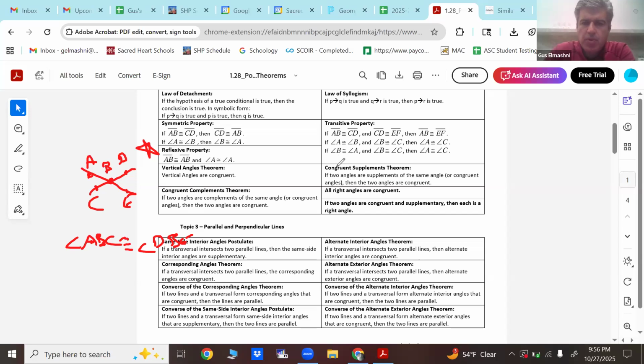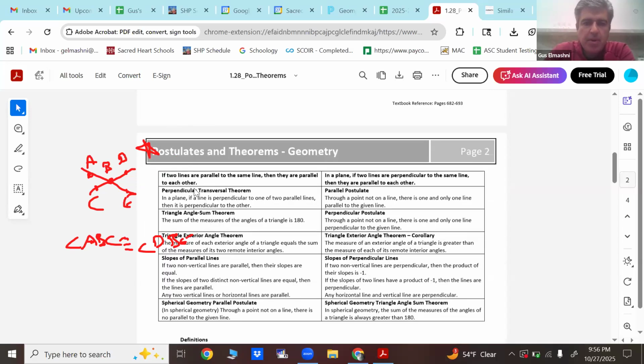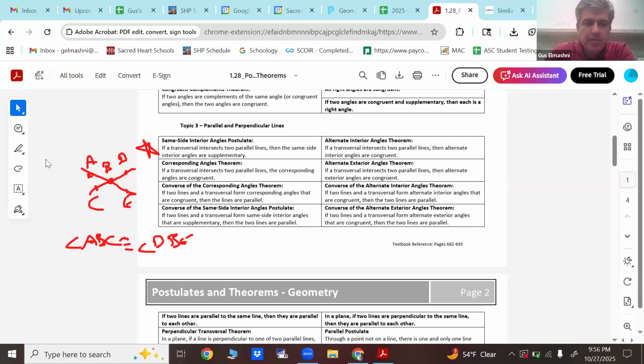Some of these other ones are not too relevant, but substitution, we're not going to really be dealing with that. But there's something called transitive property, but we'll worry about that later. But those are two big ones, reflexive and vertical angles you want to be aware of. Of course, all right angles are congruent if you do encounter that. The parallel lines are kind of the big ones here.